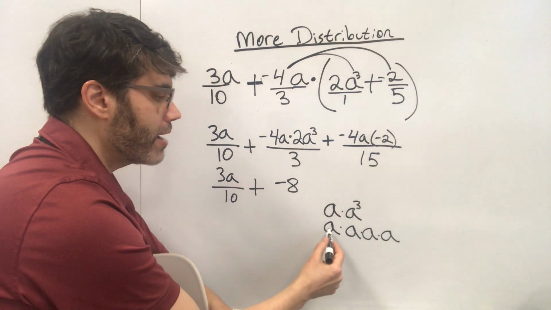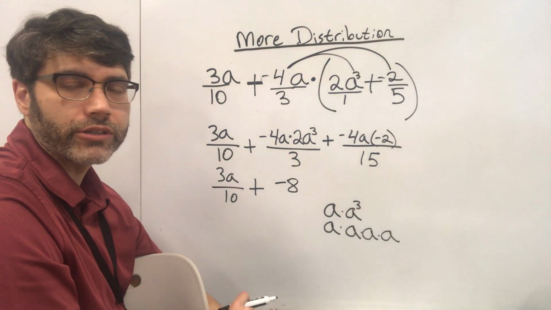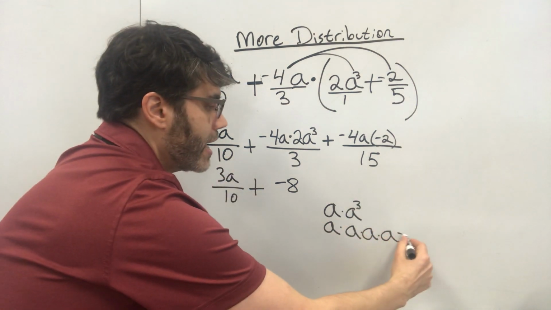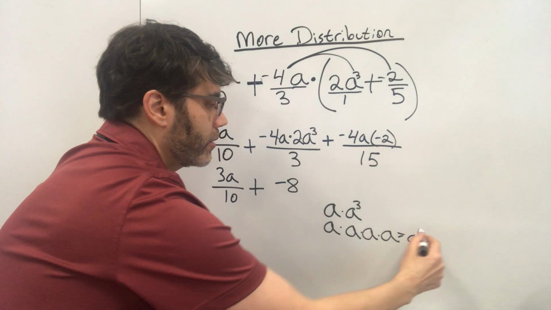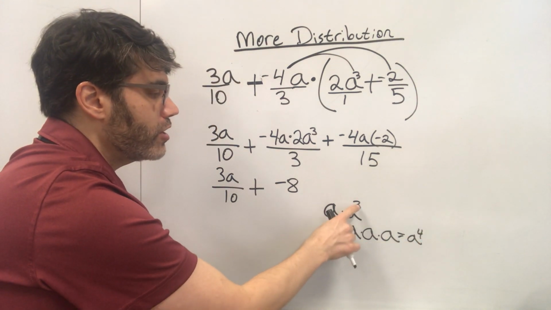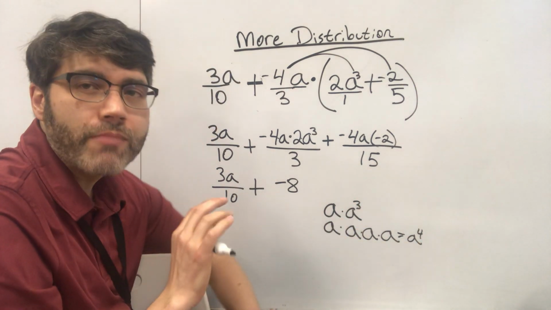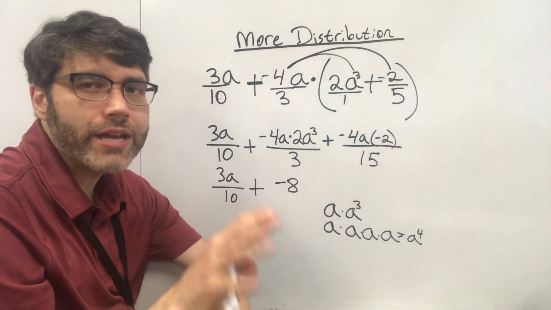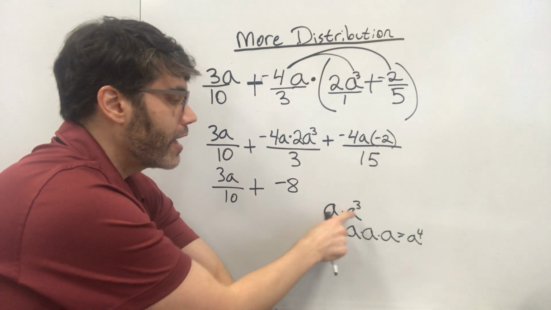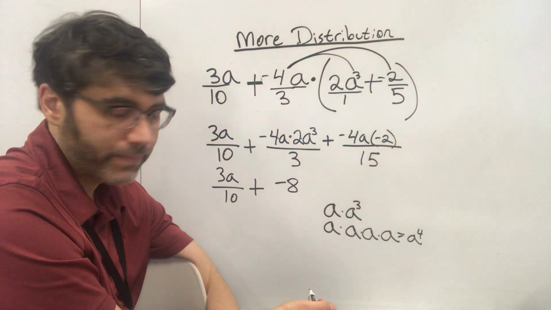Okay, so now how many a's are being multiplied against each other? 4. So it's a to the 4th. Okay, so a times a cubed is a to the 4th. You may, in the back of your mind, be thinking, wait a second, these are unlike terms. I shouldn't be able to do that.